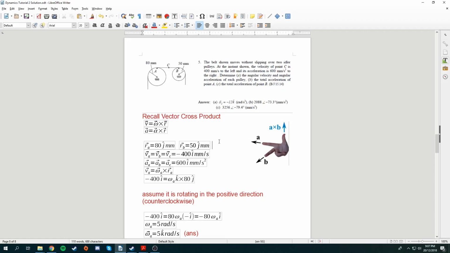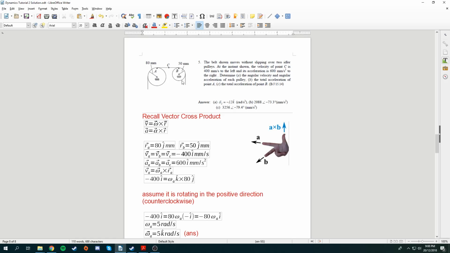So for question 5, we have this belt question. The question is as such. The belt shown moves without slipping over two idle pulleys, in this case pulley A and pulley B. At the instant shown, the velocity at point C is 400 mm per second to the left, and the acceleration is 600 mm per second squared to the right.